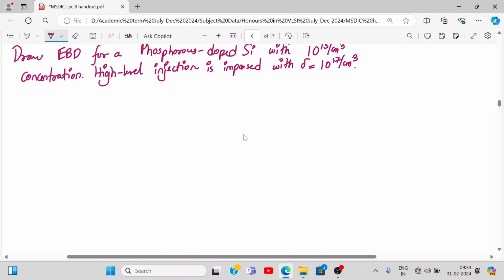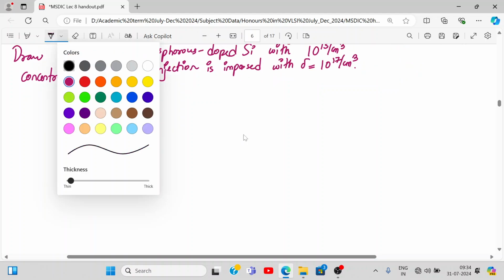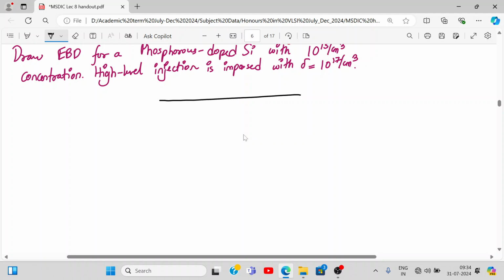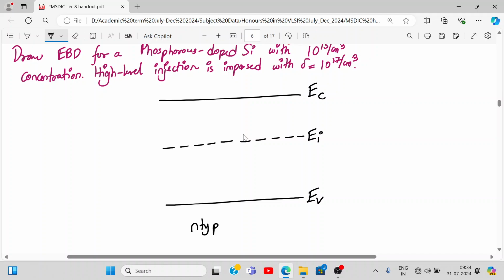Now, any predictions? Acha, first let us draw the conduction and the valence band. So this is my conduction energy level. This is my valence energy level. EI will come at the center, right? Okay. Now this we are drawing for N-type silicon under high level injection for delta equal to 10 raised to 17.